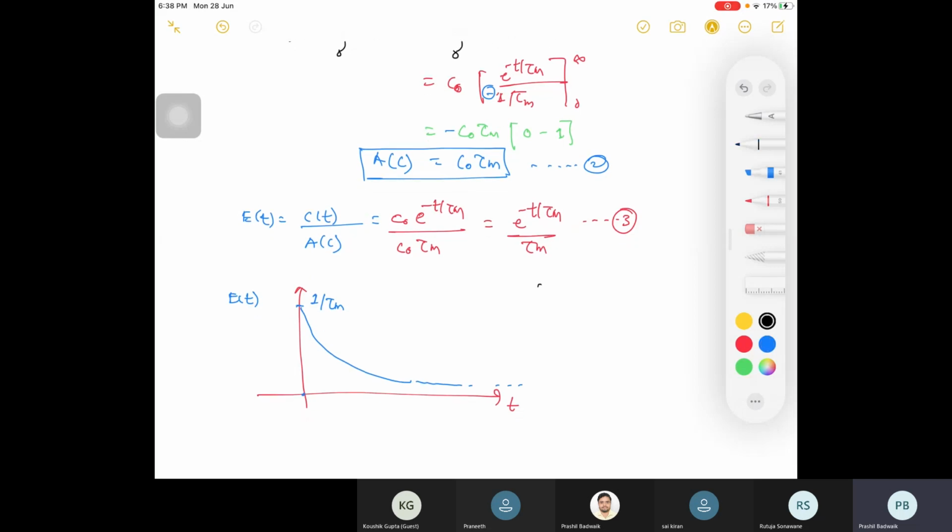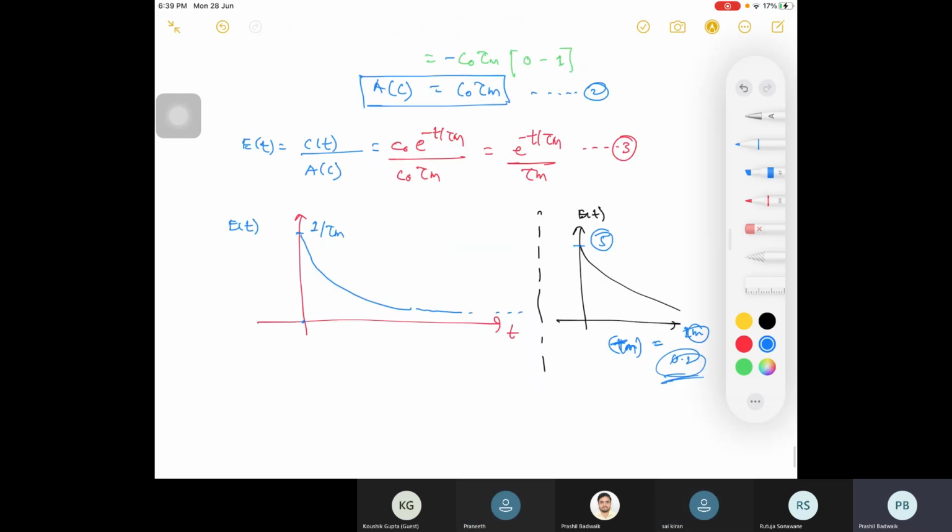Generally in GATE, what is asked is that you will be given a curve. Such a curve will be given: this is your E of t curve, and they say it is a CSTR and it is given 5. Please calculate tau m for 1 mark. What is your tau m? It is 0.2. Such questions are asked, so please be prepared with that. It will start from 1 by tau m and decay exponentially. You draw it properly, exponential decay.